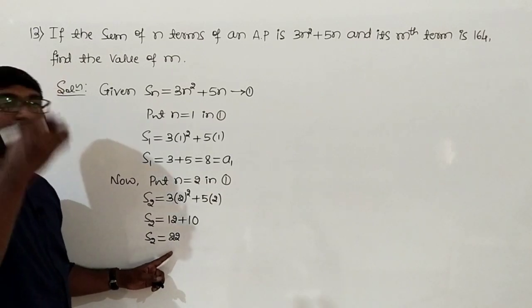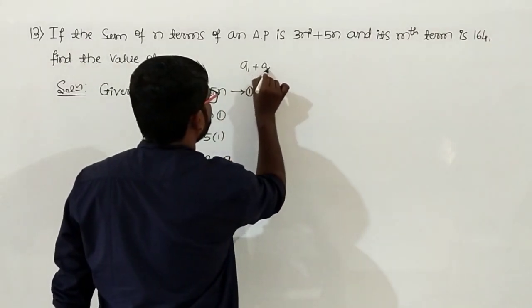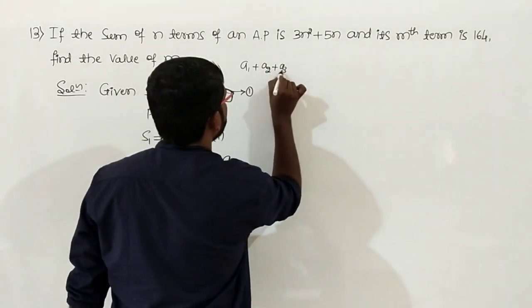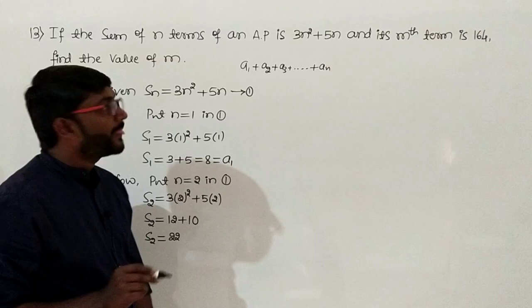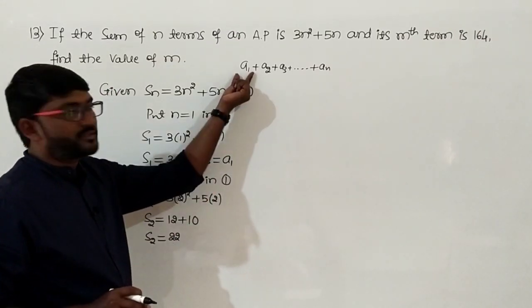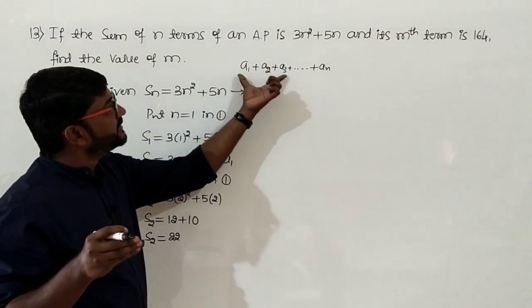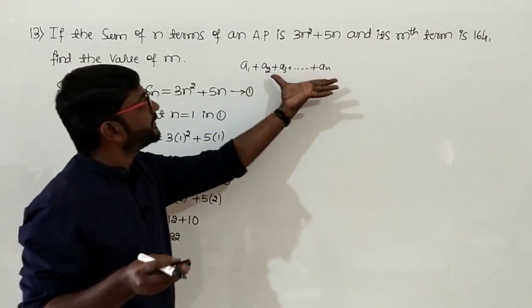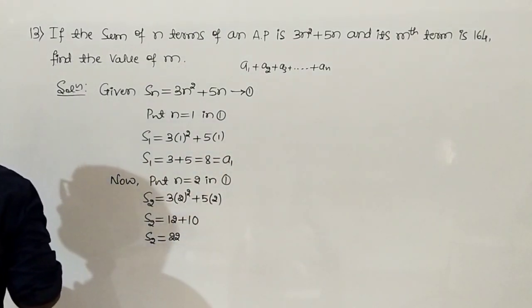So now what is the S2? It is sum of first two terms. For example, A1 plus A2 plus A3 plus so on plus AN is an arithmetic series. So here S1 is sum of first term, S2 is sum of first two terms, S3 is sum of first three terms. So Sn is nothing but sum of first n terms.